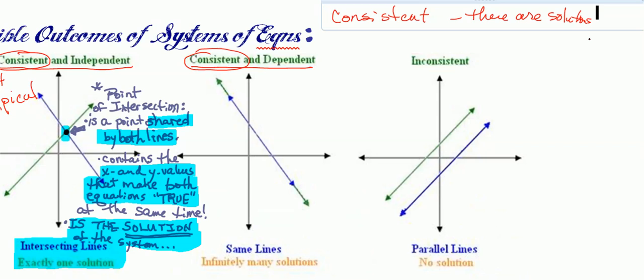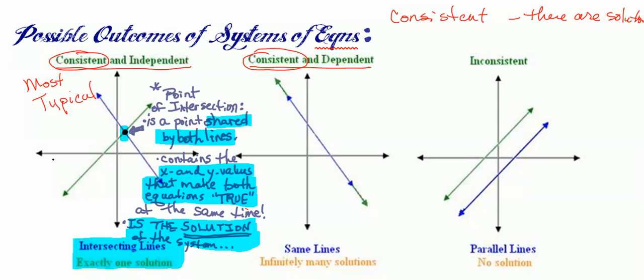Dependent, however, let's take a look at that. One way to suss out dependent or independent would be this. Imagine that at our point of intersection in the first picture, where we have the single point, the consistent and independent one, the most typical, imagine that's a hinge. Those two lines could swivel right on that one hinge. That would be independent. If you look at the second one, the one in the middle, consistent and dependent, we can't swivel. The lines don't have that quote-unquote hinge look to them.